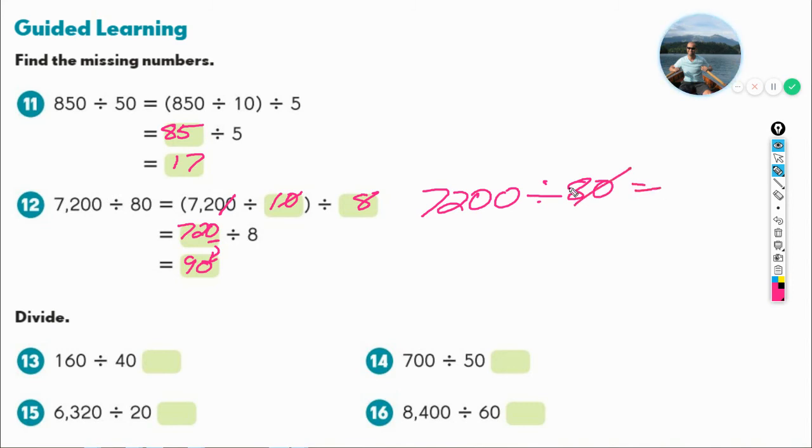Or I do the McCarthy trick. Cross out 1, cross out 1. 72 divided by 8 is 9. I've got to keep this 0. Bring it there, and I get 90.